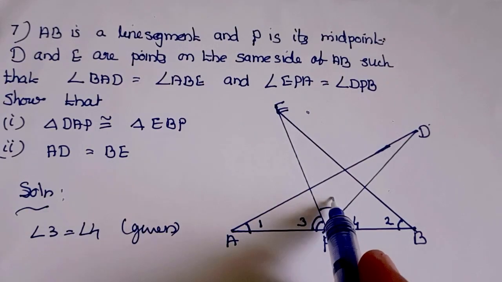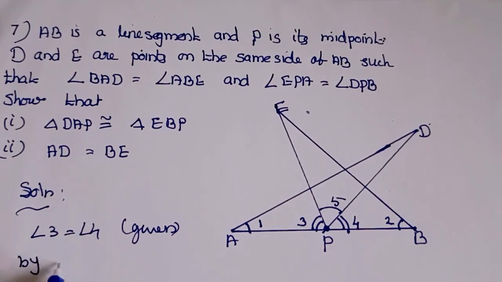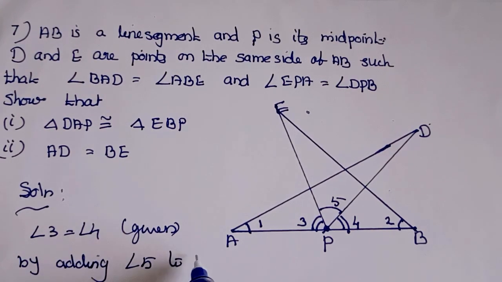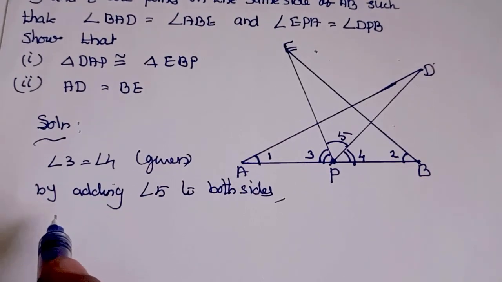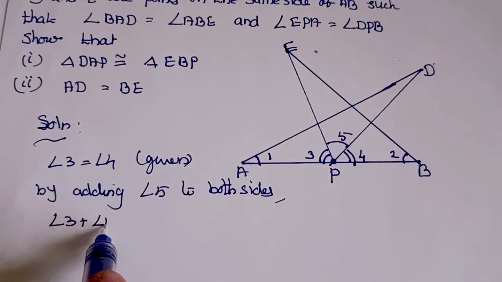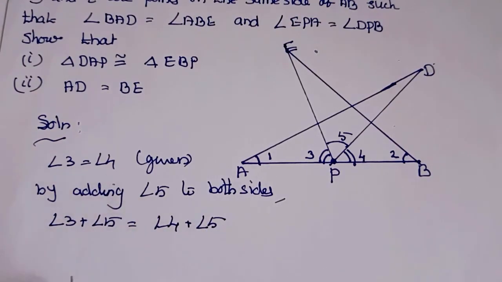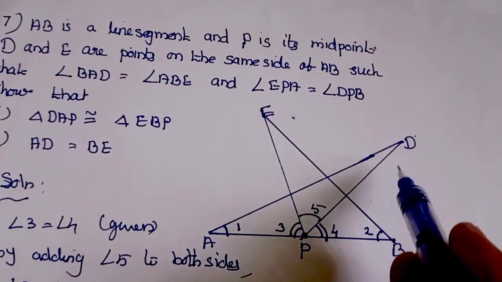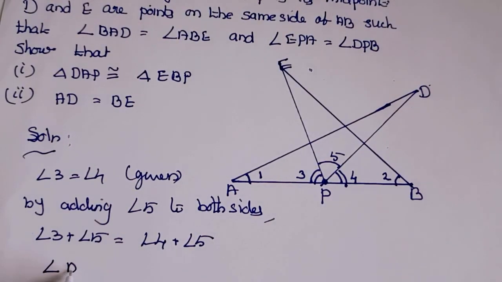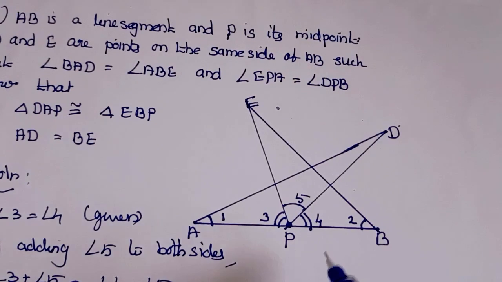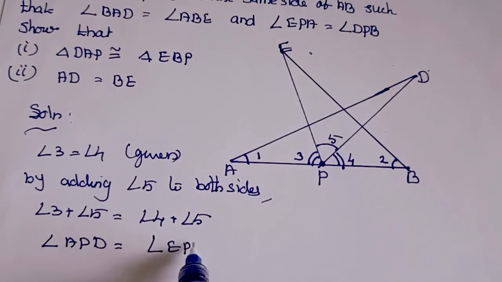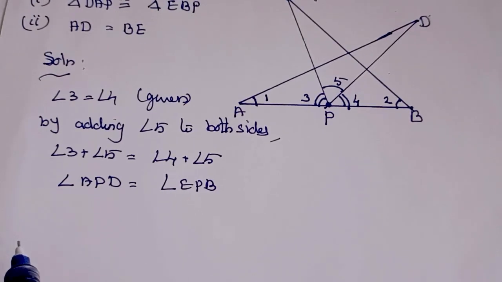Now by adding angle 5 to both sides, we get angle 3 plus angle 5 equals angle 4 plus angle 5. Angle 3 plus angle 5 means it is angle APD, that is angle APD equals angle 5 plus 4. 4 plus 5 is angle EPB. Now take the triangles and prove that they are congruent.